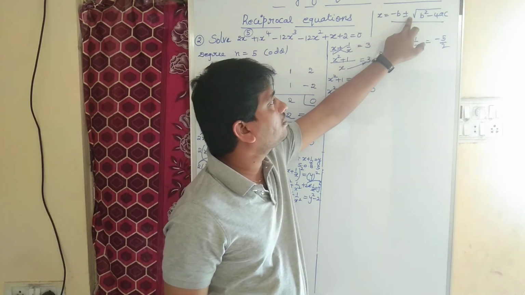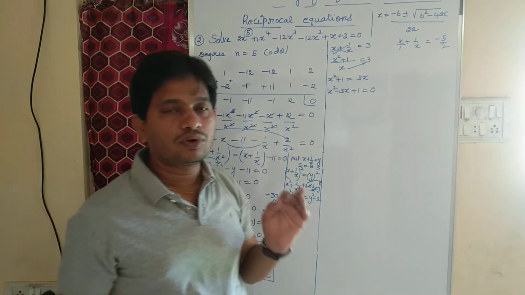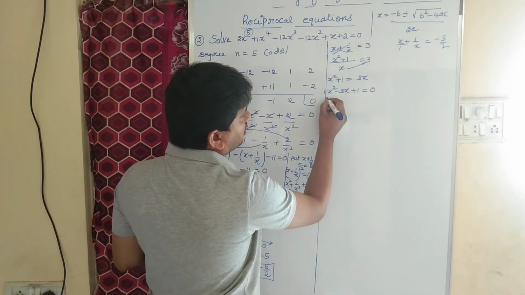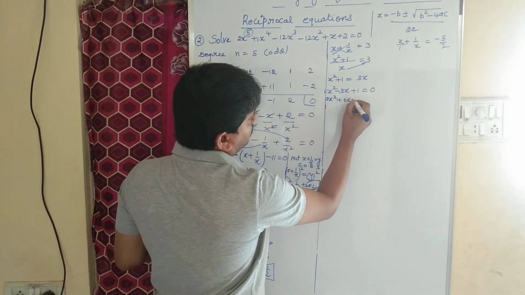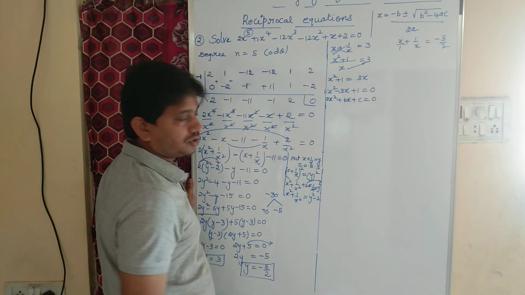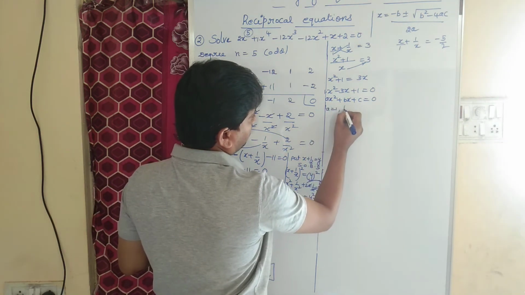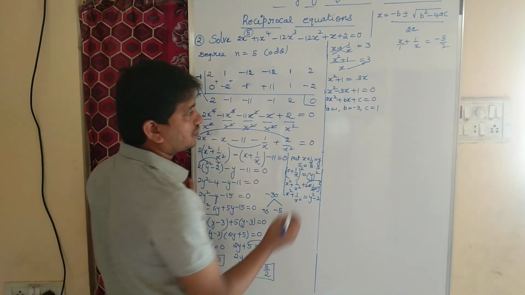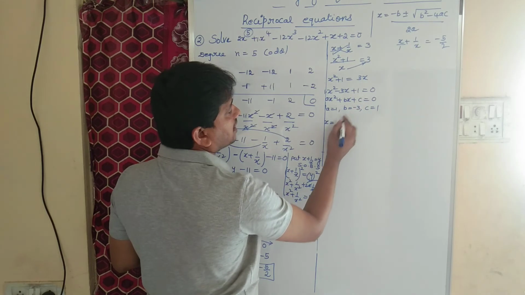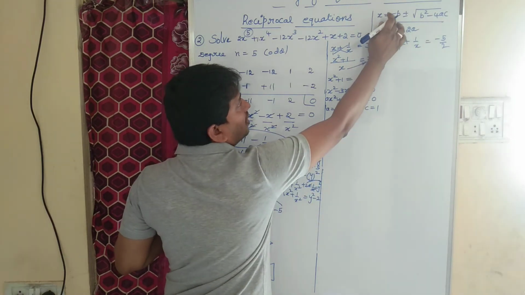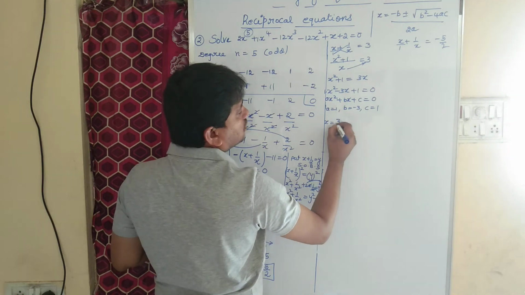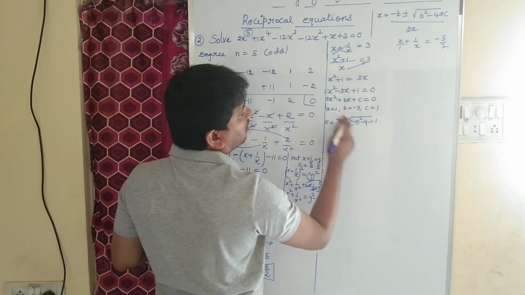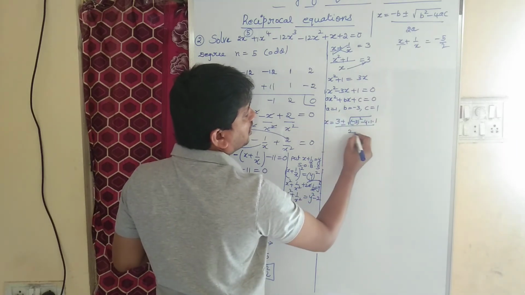X equal to minus b plus or minus root over b square minus 4ac by 2a. So this is the standard form of the quadratic equation, ax square plus bx plus c equal to 0. As the value of a is 1, b is minus 3, c is 1. So x equal to minus b, minus into minus 3, minus into minus plus. So 3 plus or minus, minus 3 whole square, minus 4 into a value 1, c value 1, by 2 into a value 1.